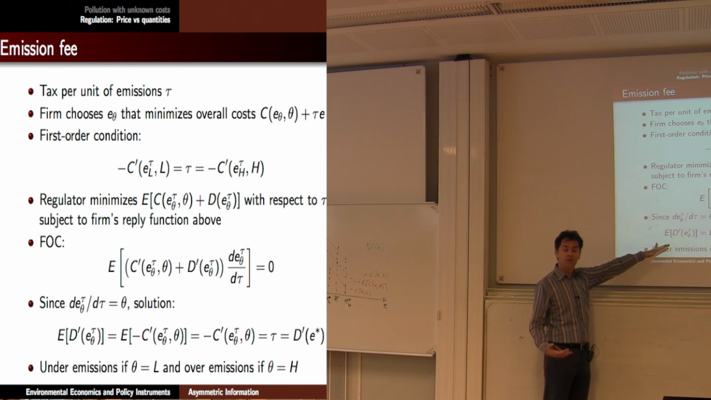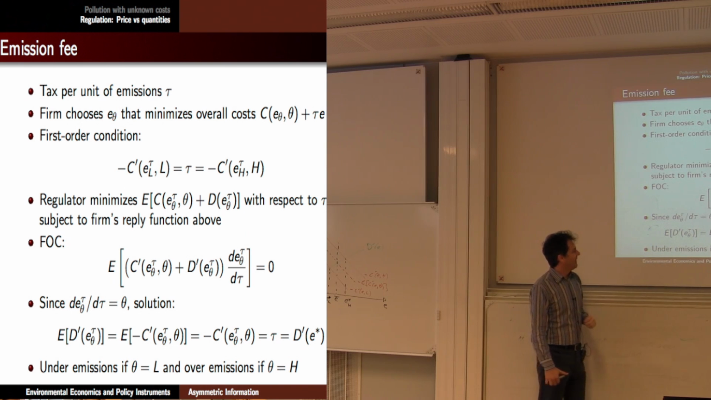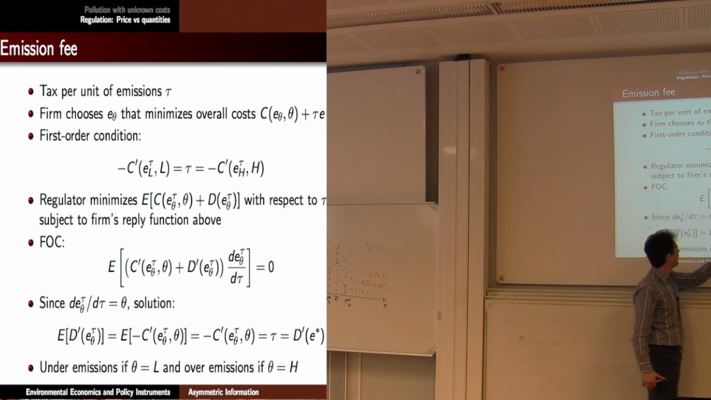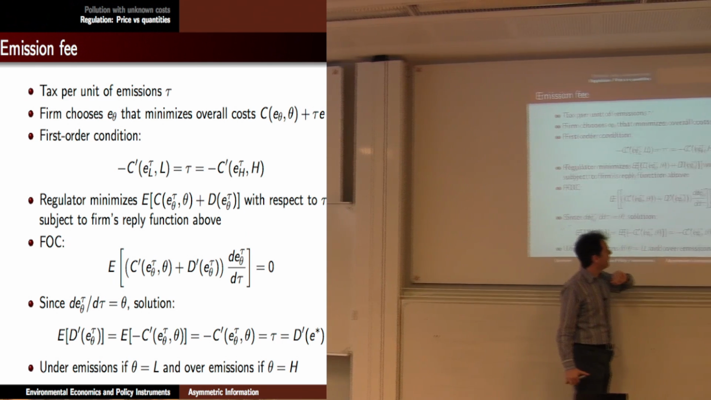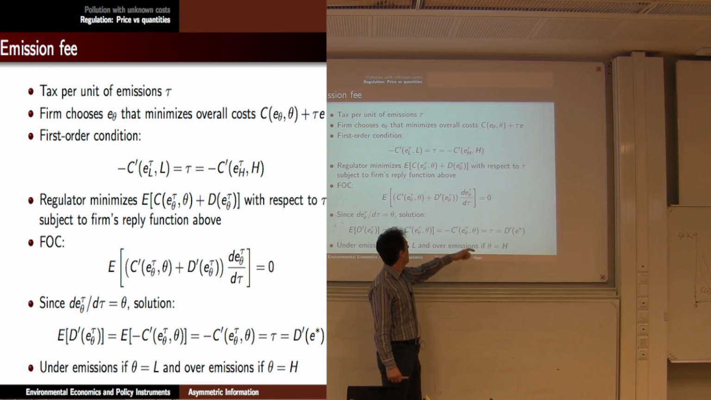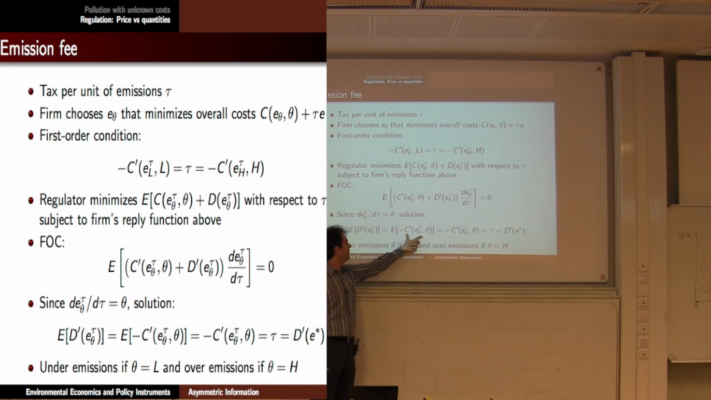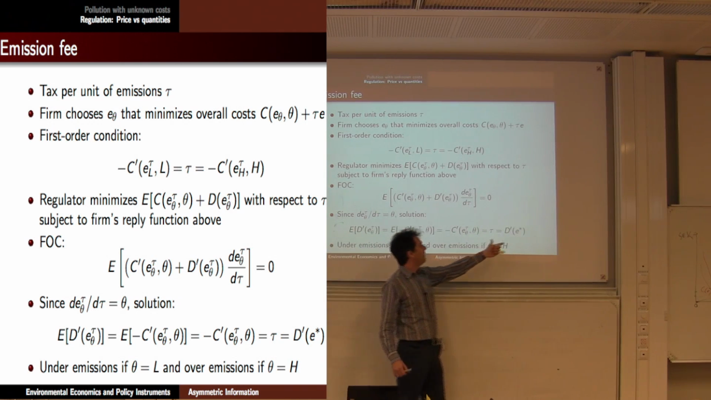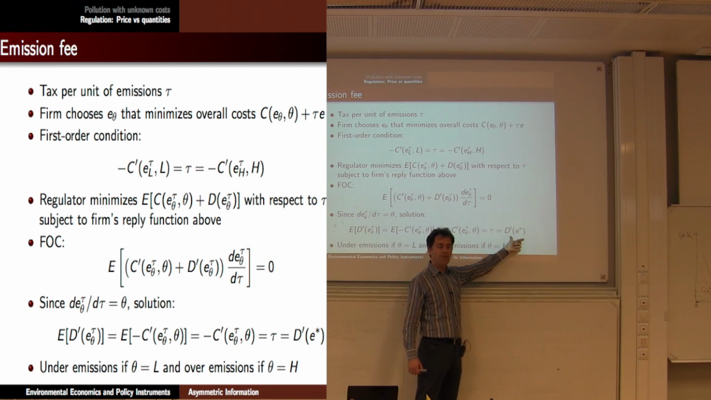Okay. So believe me, you can do it by yourself. By the way, I will give you at the end of the lecture some problems in order for you to do that. So this is what you get at the end. You get that the first best tax rate equals the expected marginal cost and also the expected damage. And it turned out also that it is equal to the marginal damage at the ex-ante efficient level.